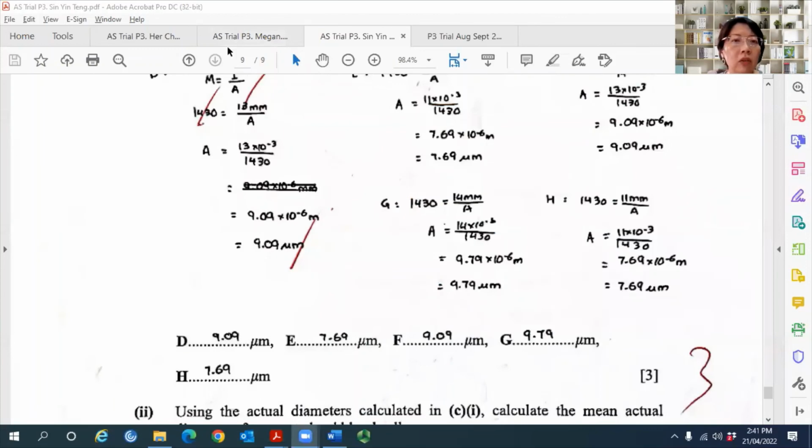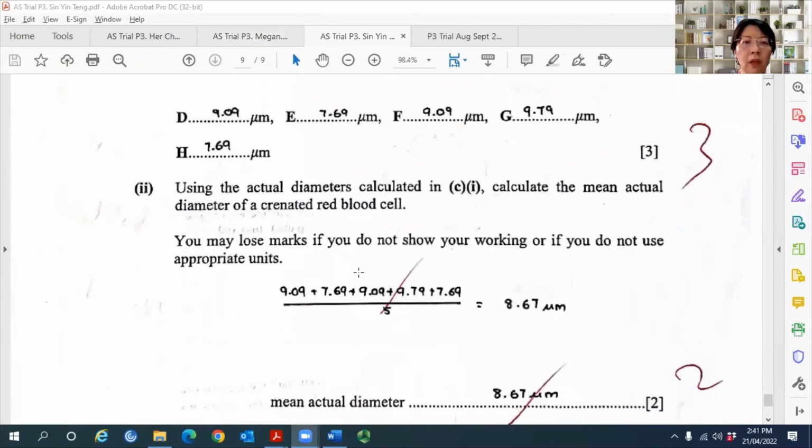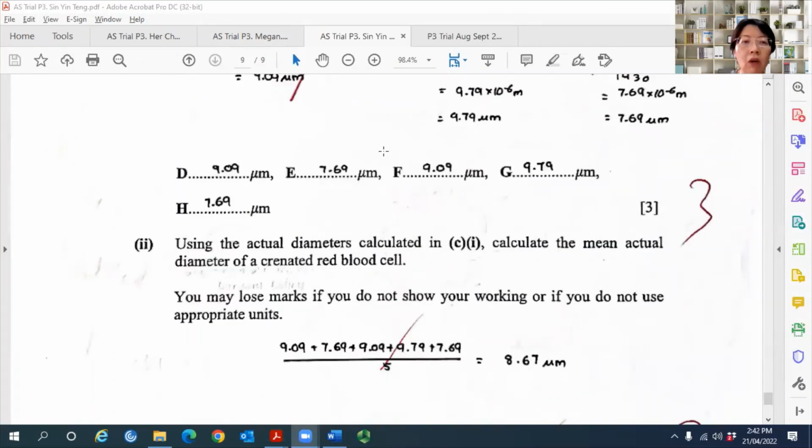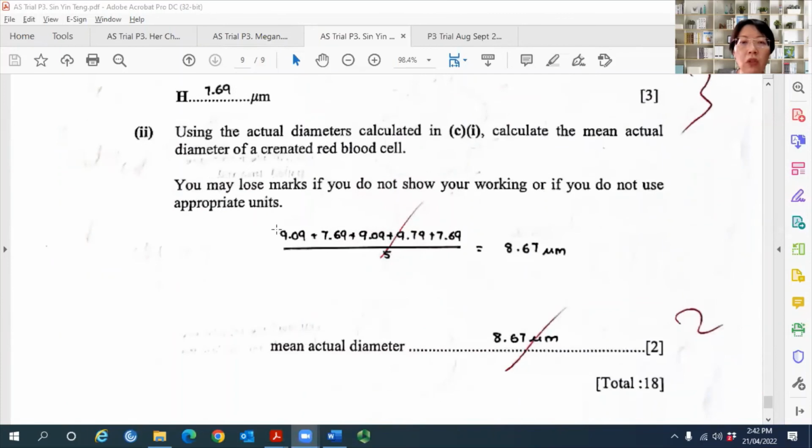Right. So next question. Use the actual diameters calculated in part C 1 to calculate the mean actual diameter of the crenated red blood cell. You may lose marks if you do not show your working or if you do not use appropriate units. So very easy, right? Just add up all the measurements and divide by 5. So show the working. That's why you got 2 marks. 1 mark for working, 1 mark for the correct answer.